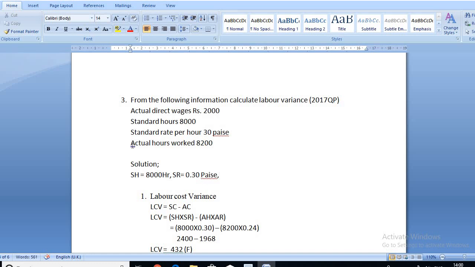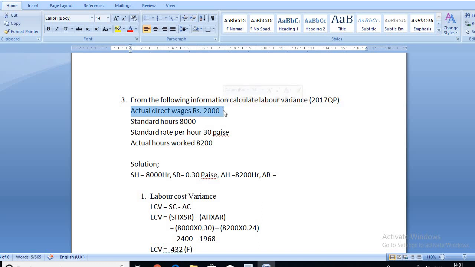Next, actual hours. Actual hours is so much? 8200 hours. AH will be 8200 hours. So here the missing information is AR, that is actual rate. Actual rate is not given. But here actual wages is given. Actual wages is so much?